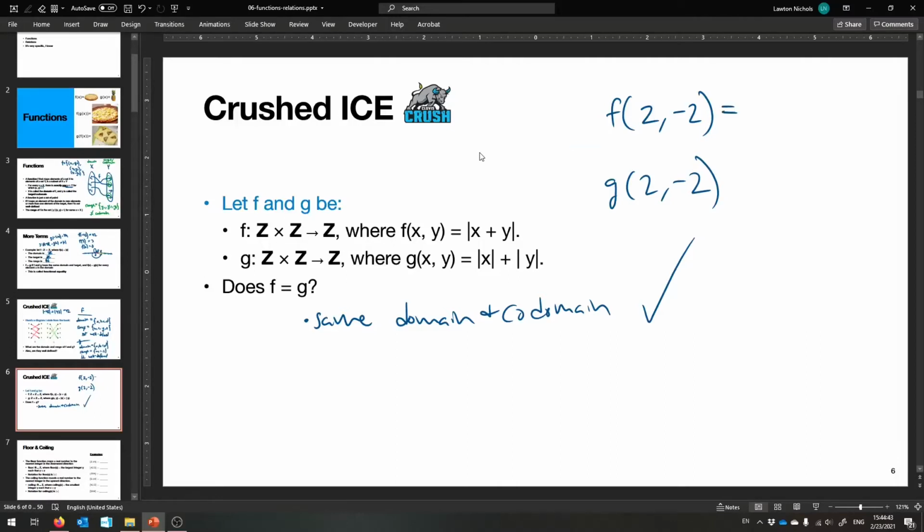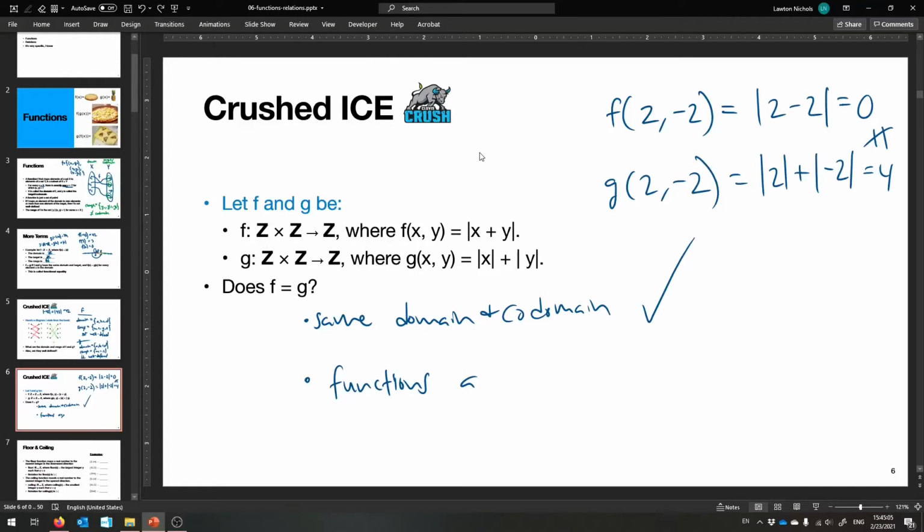But f of (2, -2) is the absolute value of 2 minus 2, which equals the absolute value of 0, which is equal to 0. And then this one is the absolute value of 2 plus the absolute value of negative 2, which is 4. Ooh, those are not equal. Then the functions agree is the next requirement. But oh man, are they arguing? So the answer is no. Okay, so hopefully you got that. That is a fun one.